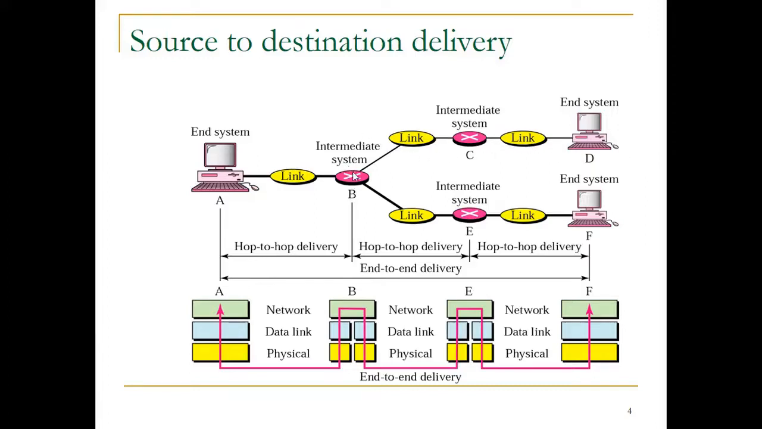So in this case, assuming that the message was destined for end system F, then when the message reaches this point over here, it's up to the router to identify which route, because you do have two routes that are attached to it or that are acting as links to it.